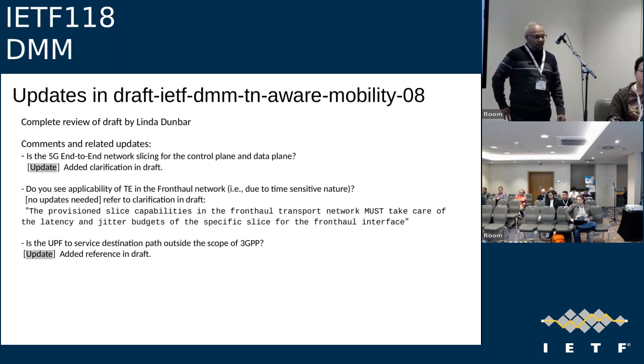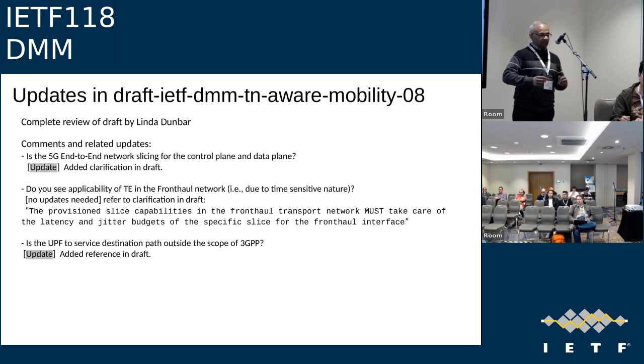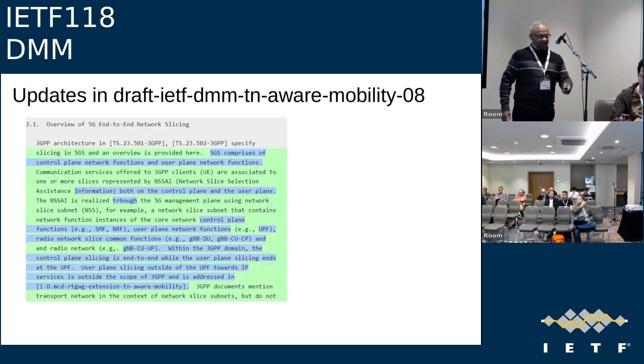And then the question is whether the UPF to service destination path is outside the scope of 3GPP. I think it is definitely outside the scope of 3GPP. The scope of 3GPP, or the PDU session and the control and data plane aspects, are between the UE and the UPF. And it's about the slicing aspects with respect to the PDU session that we cover. So that's the data plane aspects. And to the first question, is it the control plane and data plane? We needed some updates to say that it does cover slicing as it applies to connecting control plane entities also. I'll get into the details on the next page.